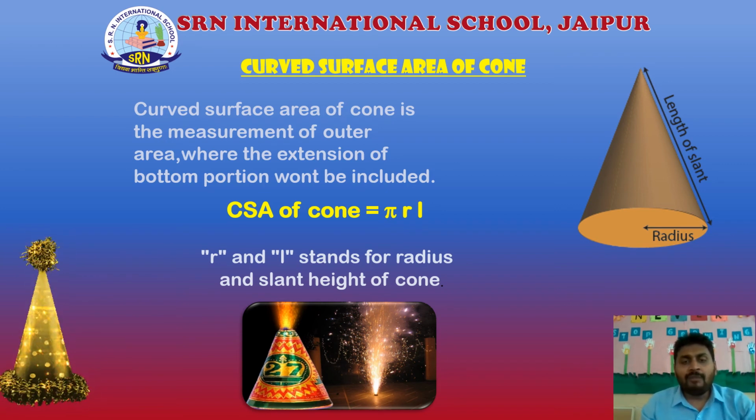And if we come to the formula of curved surface area of cone, then it is only pi r l. Pi r l, where the value of pi is being fixed, that is 3.14, or we can write as 22/7 when we solve it further. And r stands for the radius of cone, and l is the slant height of the cone. Now next we will discuss about the volume of cone.